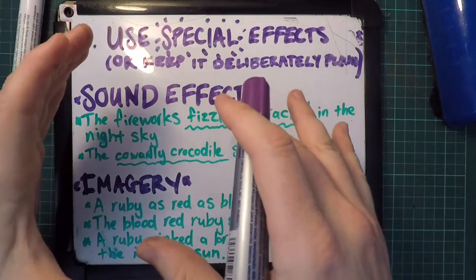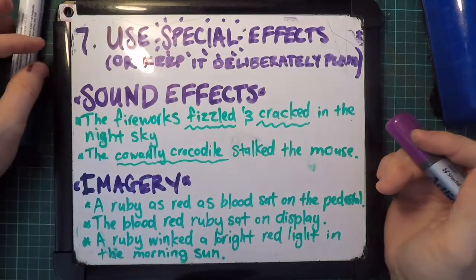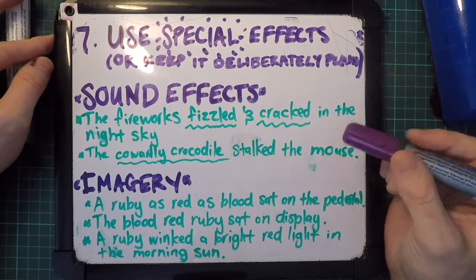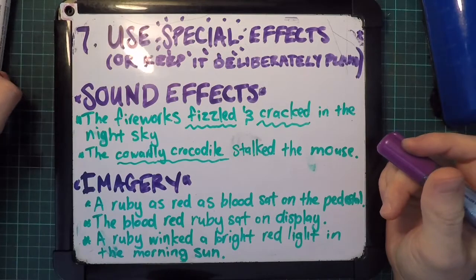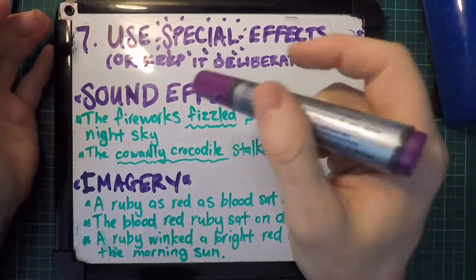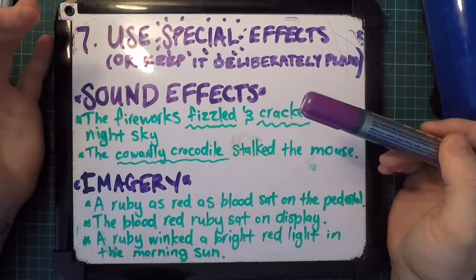Use too much of it and your writing becomes overdone and almost unreadable. But it is really, really cool when you want to paint a picture for people in their mind and do it quite poetically. So there's two ways you can do this. You can add sound effects using onomatopoeia or alliteration.